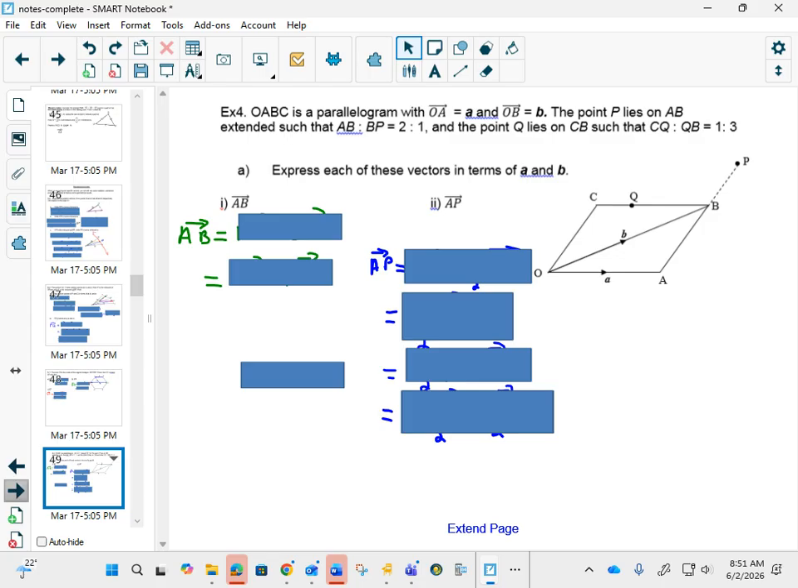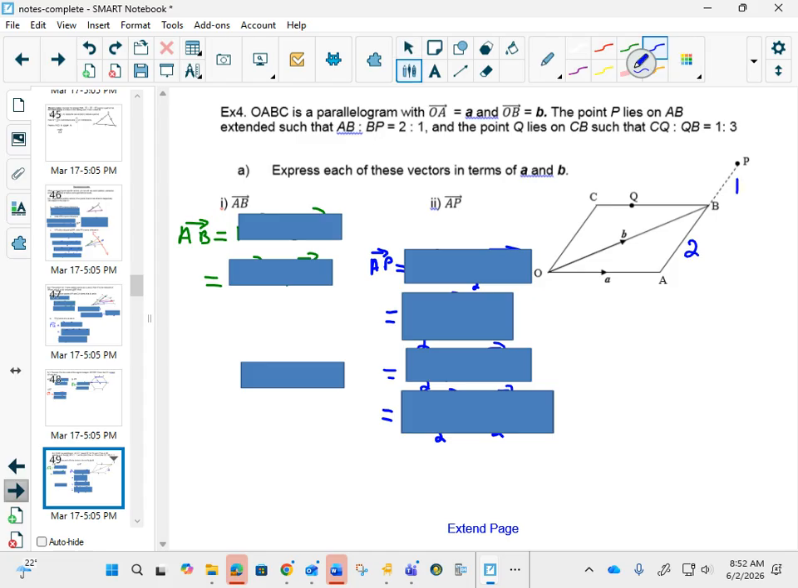Now we can get to all sorts of complicated ratios. In this one, we've got only two vectors, vector A and vector B. Those are the only directions you're allowed to move in. You've got a ratio that says AB to BP is a ratio of 2 to 1. So that would mean that if this length is 2, this length is 1.